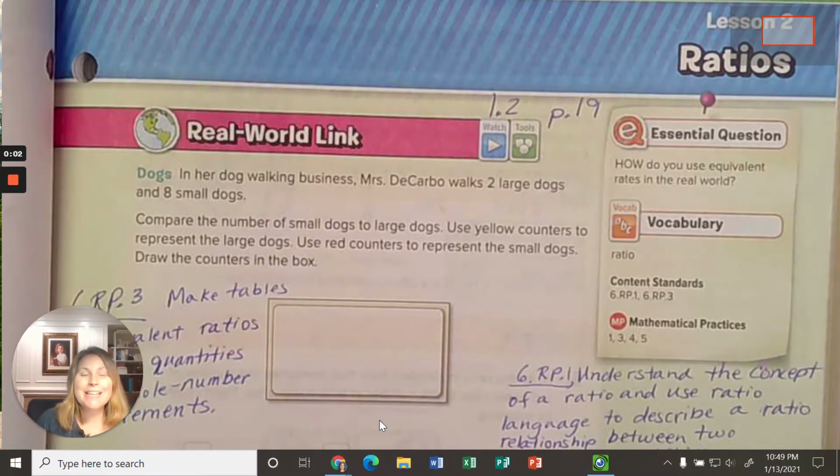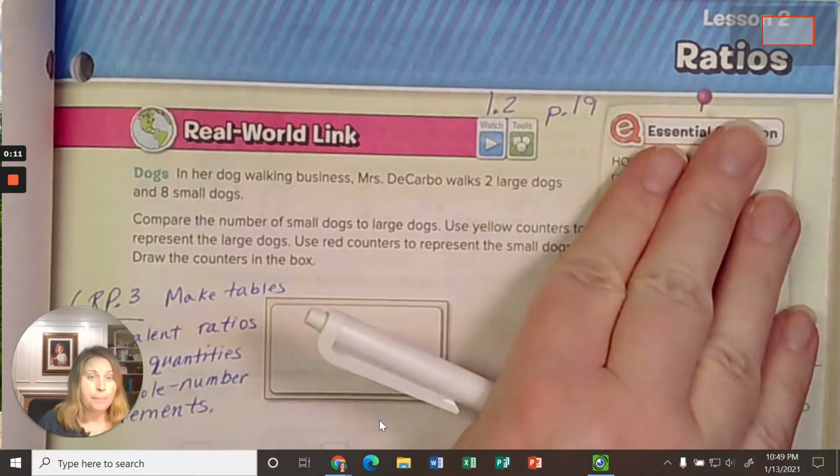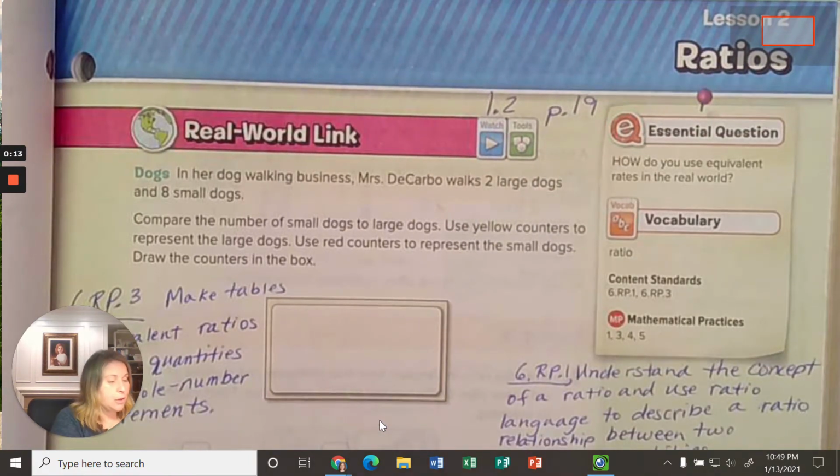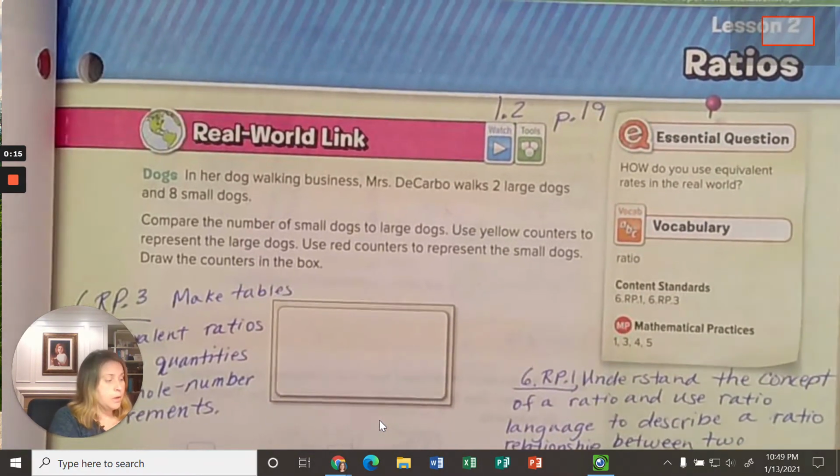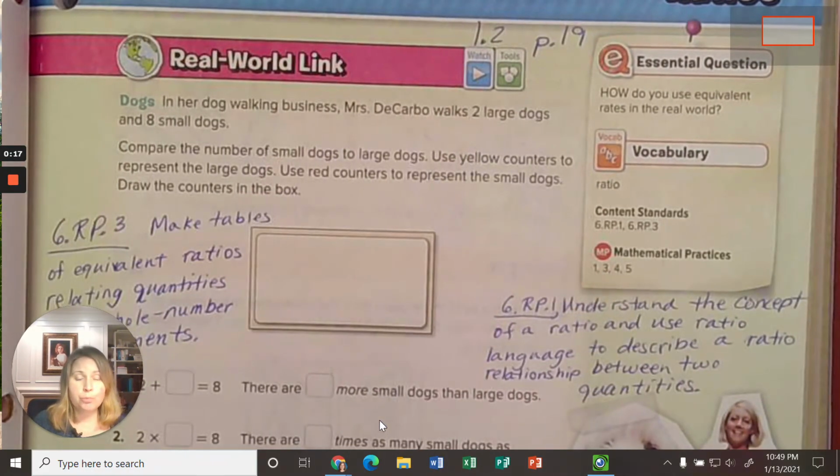Hi, sixth graders. Today we are working in Chapter 1, Lesson 2, and we are on page 19. We are learning about ratios today. The two standards that we will be learning today are ratios and proportional reasoning, standards 1 and 3.